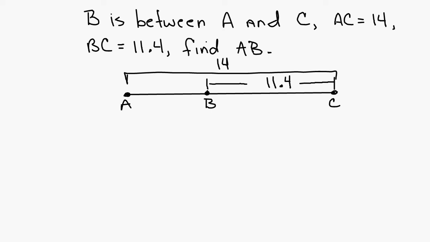So how far is it from A to B? 2.6, right? That's the whole piece minus one of the smaller pieces. Gives you the other smaller piece, doesn't it? Small piece plus small piece equals the entire piece. Entire piece minus one small piece gives you the other small piece.